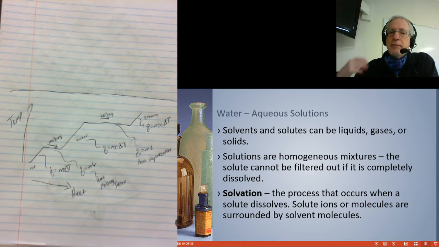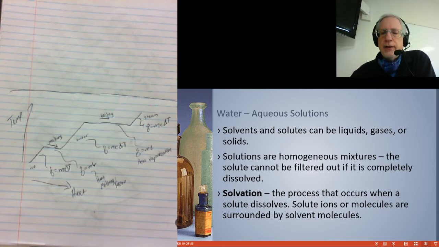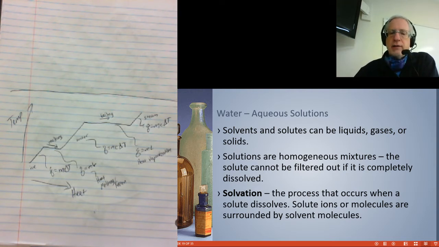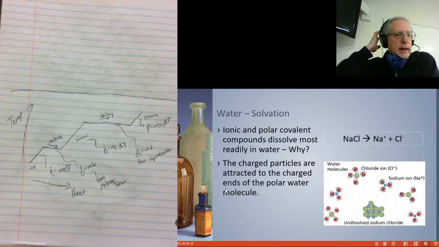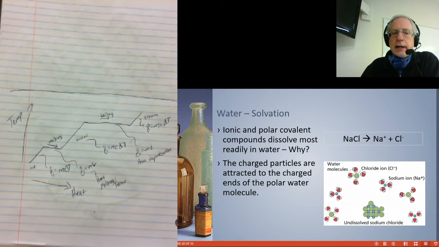Now the process of making a solution is called solvation. Not salvation, solvation. The process of dissolving a solute. So there's some terminology. Now, ionic and polar covalent compounds dissolve really well in water. Okay, why? Because like dissolves like, I already told you.